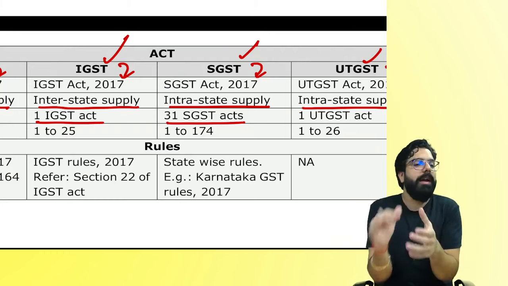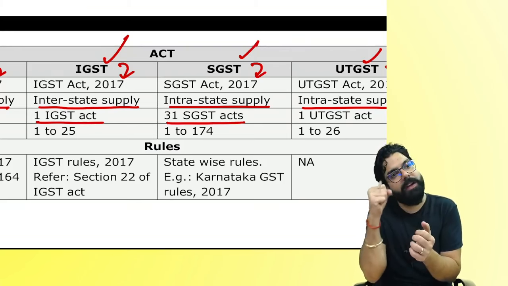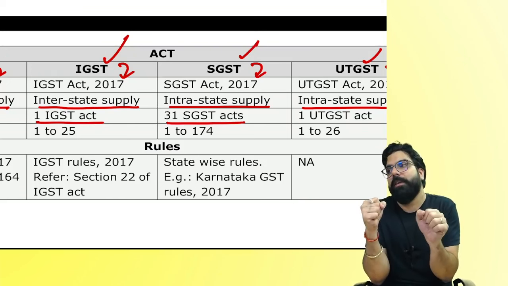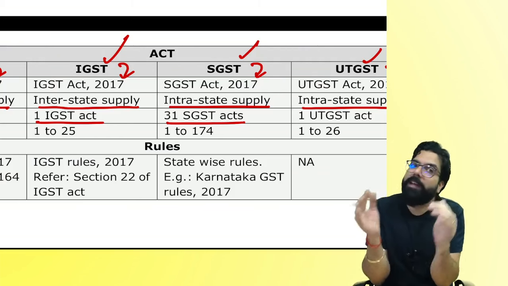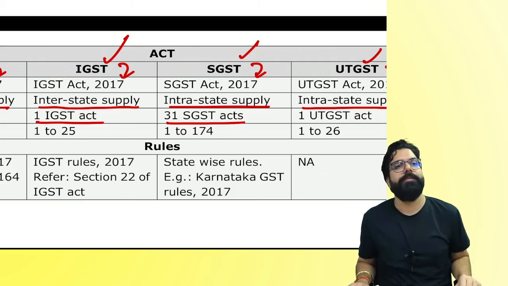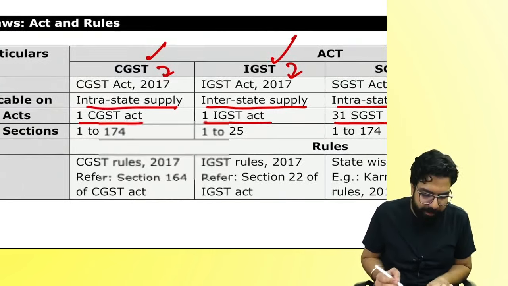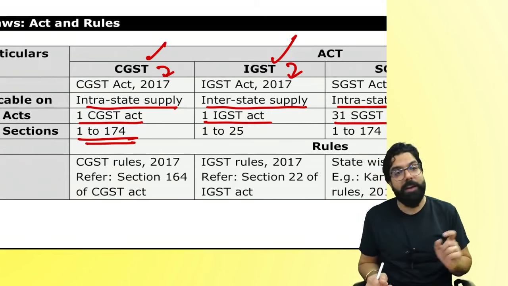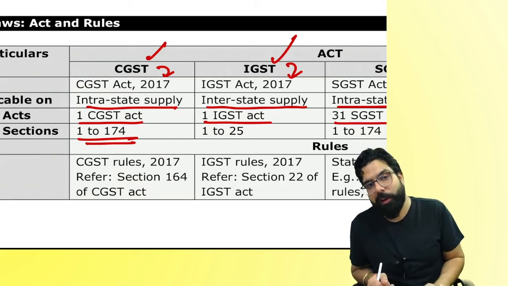In Karnataka, if I am registered, I sold you some goods. I have to collect CGST from you under CGST Act. When I collect SGST from you, I'll collect under which act? Karnataka SGST Act. I hope this point is clear. So respective states have their respective act. Next, UTGST is collected under UTGST Act. Section number 1 to 174 are there, and we are required at final level to learn all the sections.